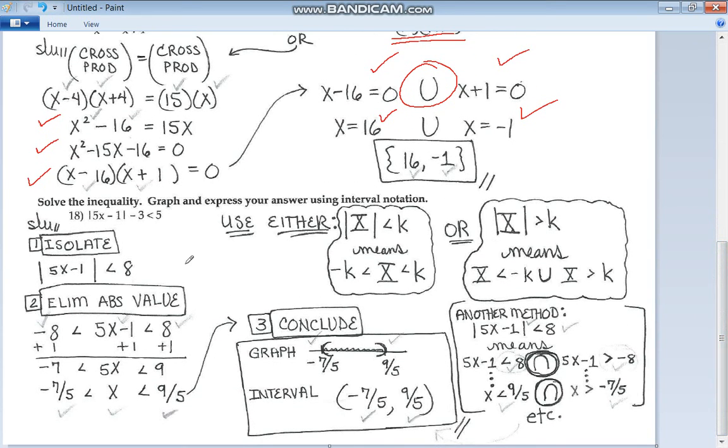And finally, number 18, solve the inequality, graph and express your answer using interval notation. First, we have to isolate the absolute value. This is an inequality. Matter of fact, this one's a little complicated. I'll finish this one on the next video. I want to spend more time on it.